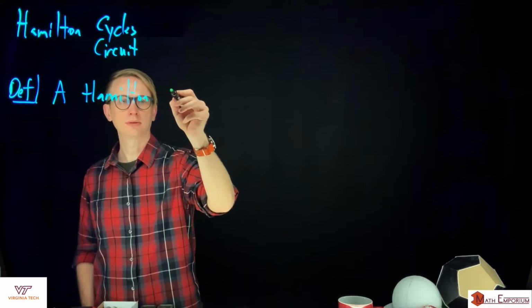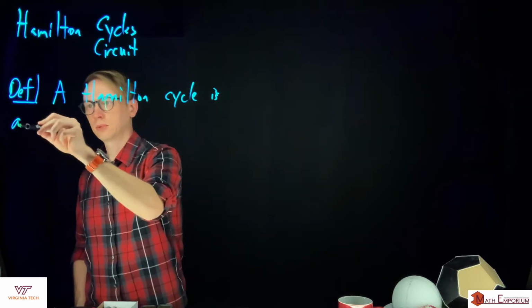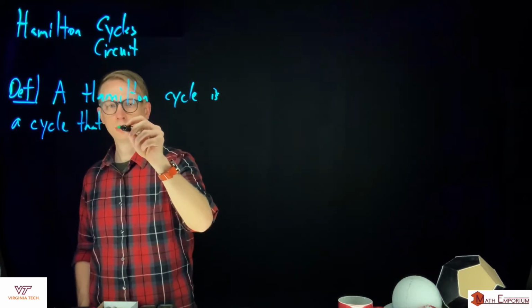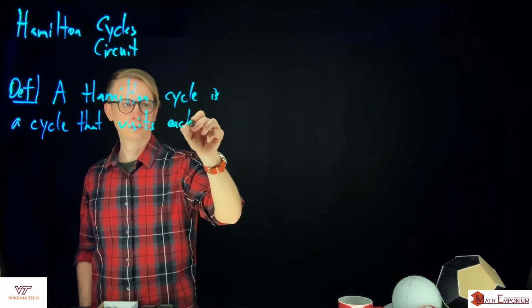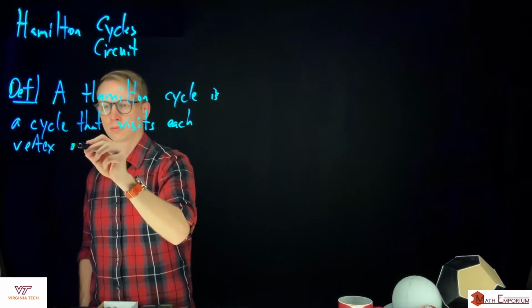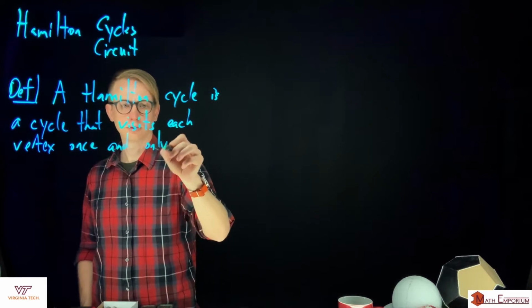A Hamilton cycle is a cycle that visits each vertex once and only once.